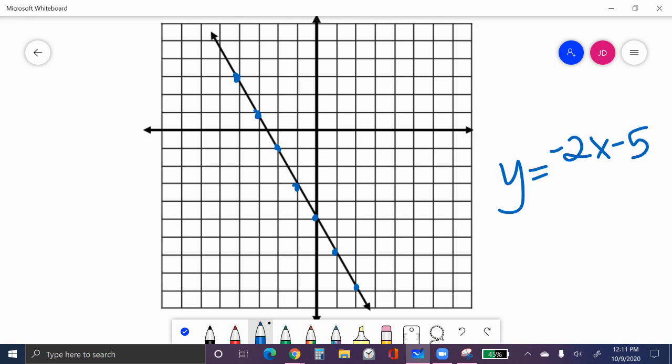All right, so again, we're using slope-intercept form to use the graph to create our equations as opposed to using the equations and creating the graph. So that's it for today's video.